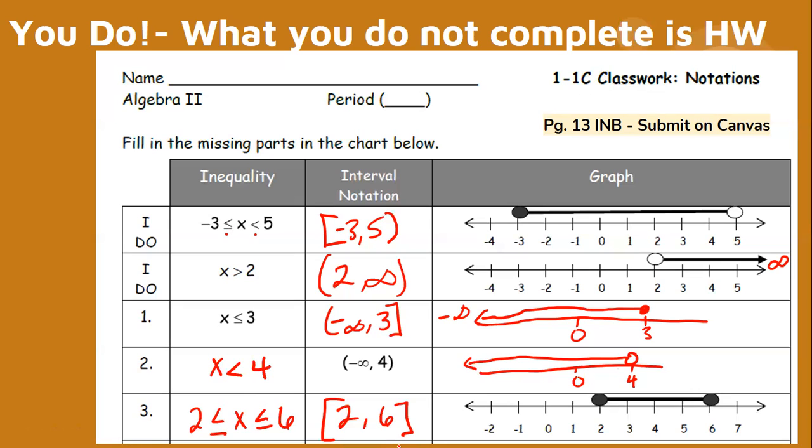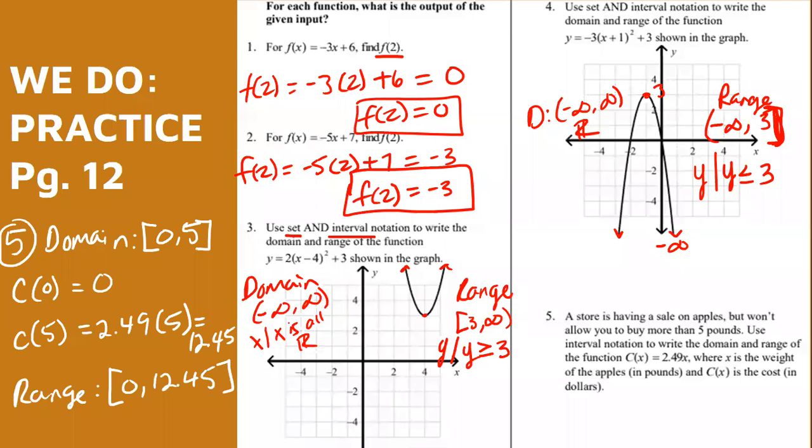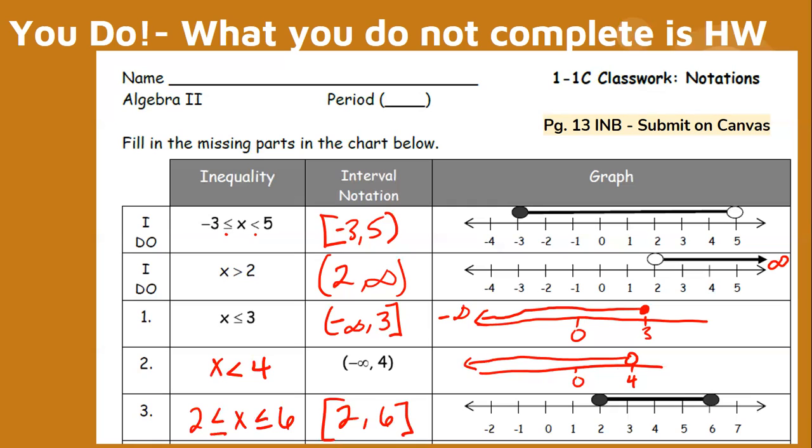Okay. So the remaining 10 are yours to do. And I advise you to take out your notes, have your interval and set notation handout with you as a guide. I'm going back, but I wanted to show you what you need to have out. Before anyone asks me, what does it say you're doing with this?